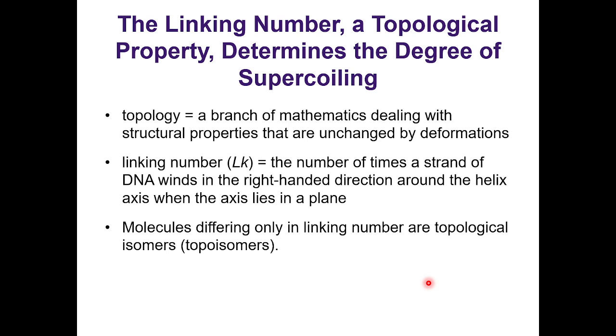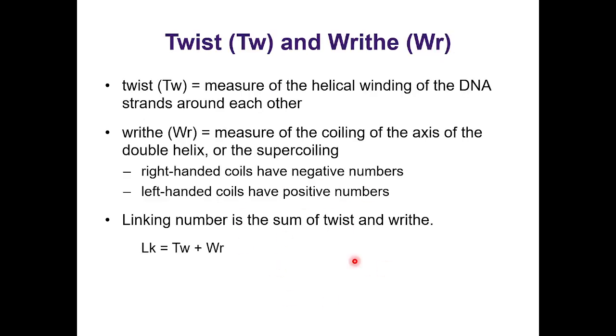The molecules differing only in the linking number are going to be topological isomers, or topoisomers, of each other. Okay? I know, it's a lot like organic chemistry, isn't it? We have another isomer. Woo!